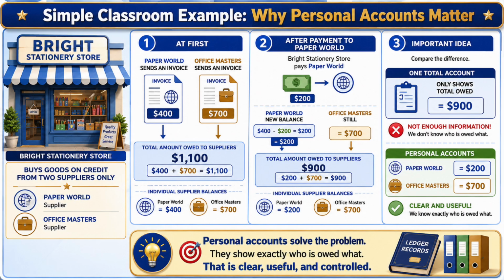The personal accounts solve this problem. They show Paper World equals $200. Office Masters equals $700. That is clear, useful, and controlled.